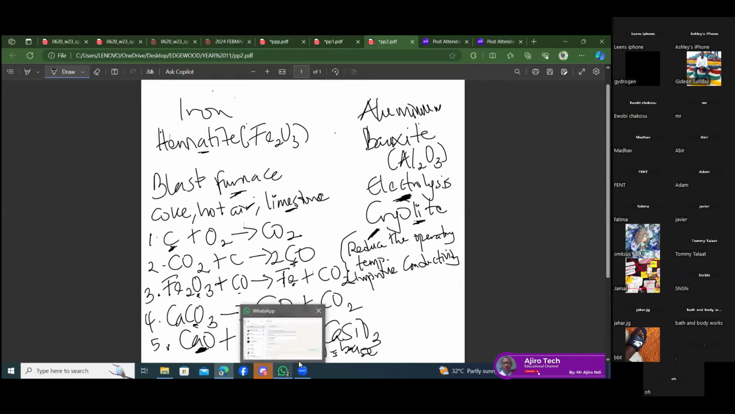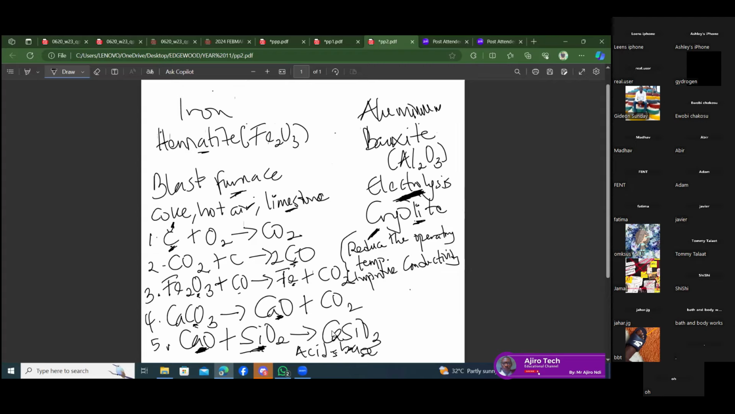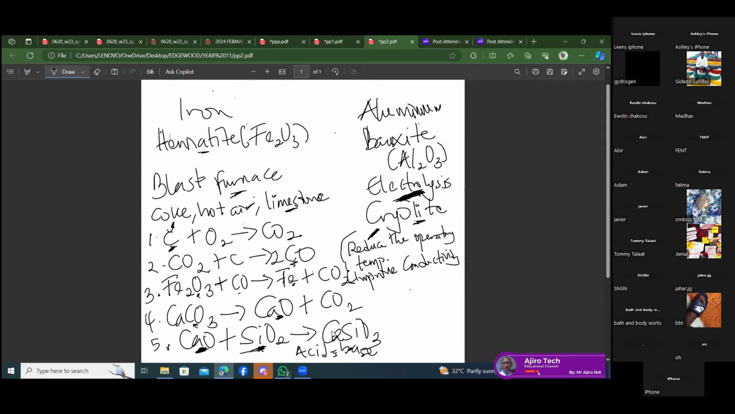Now, let's talk about aluminium. Aluminium is extracted through the process of electrolysis. And when you talk about electrolysis, this is carbon. So you can be asked to write what happens at the cathode or what happens at the anode, because since we are talking about electrolysis, we're simply talking about an electrolyte, a cathode, and an anode. The electrodes used in the extraction of aluminium are simply carbon electrodes. The electrolyte is aluminium oxide.